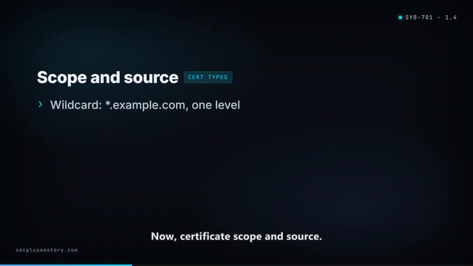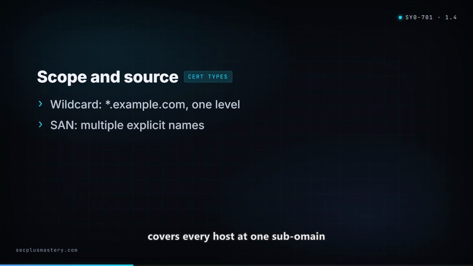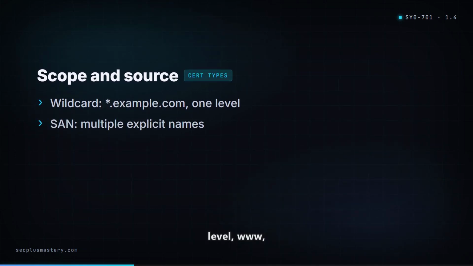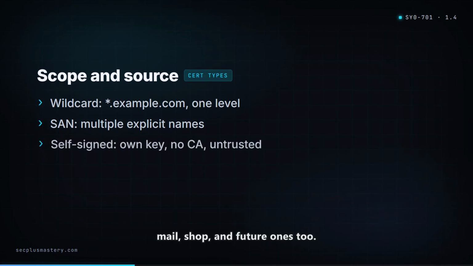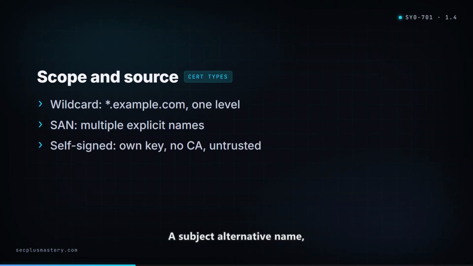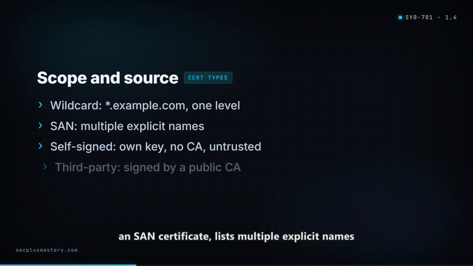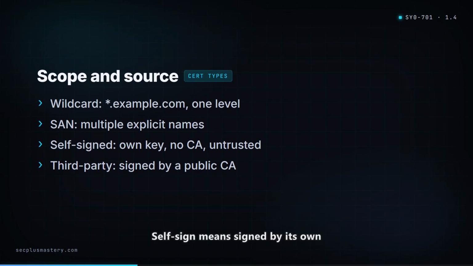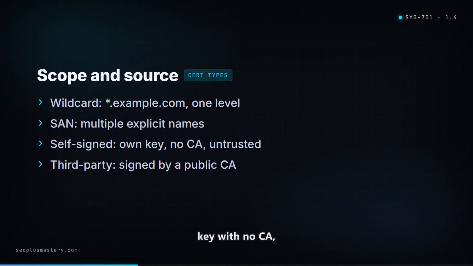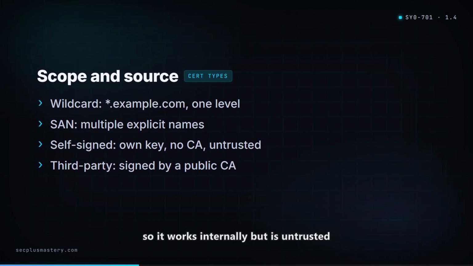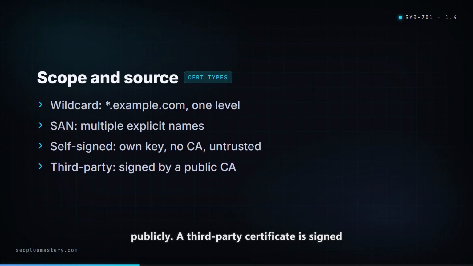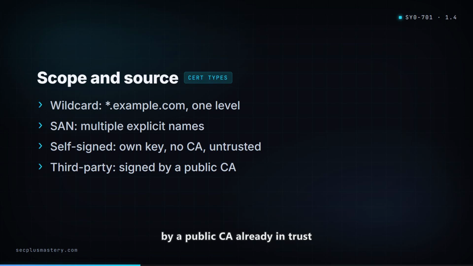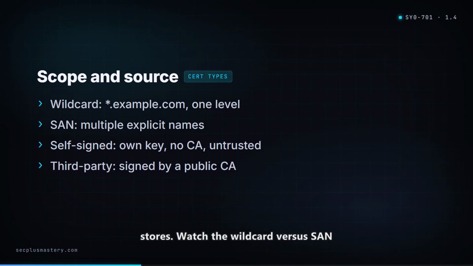Now certificate scope and source. A wildcard, like *.example.com, covers every host at one subdomain level: www, mail, shop, and future ones too. A subject alternative name, a SAN certificate, lists multiple explicit names on one cert. Self-signed means signed by its own key with no CA, so it works internally but is untrusted publicly. A third-party certificate is signed by a public CA already in trust stores.